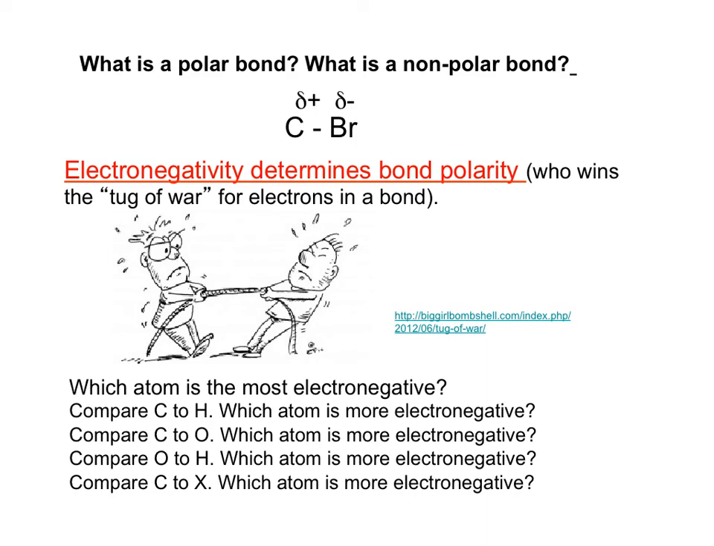Electronegativity is the ability of an atom in a bond to attract electrons toward itself. So it's like a tug of war for electrons in the bond. The more electronegative atom will have the partial negative charge. The less electronegative atom will have the partial positive charge. So the more electronegative atom wins the tug of war.